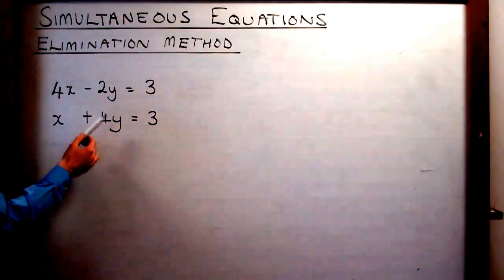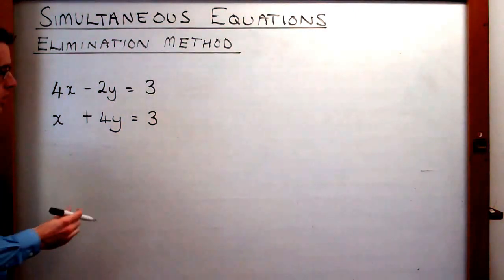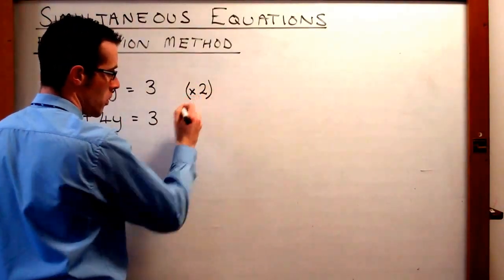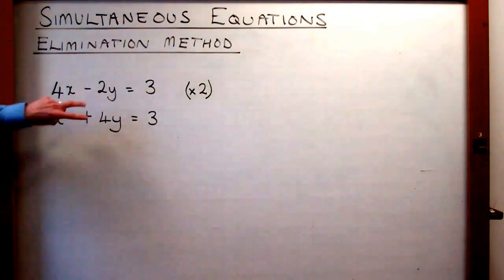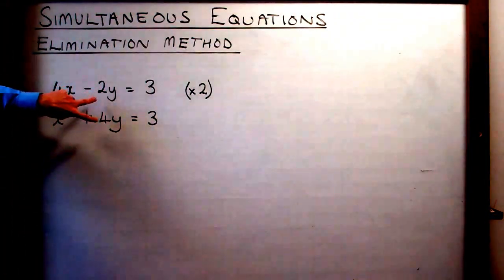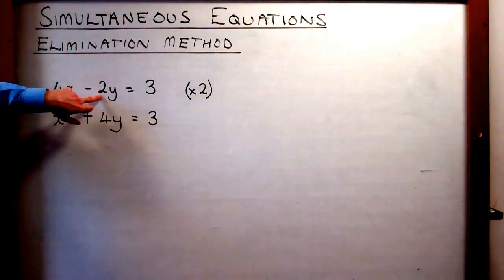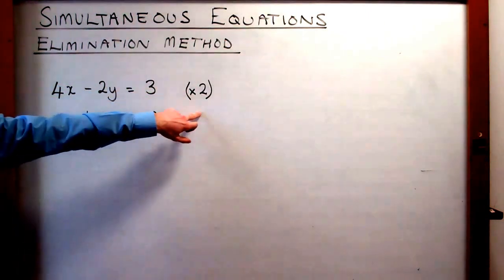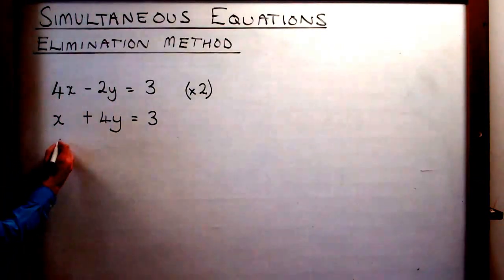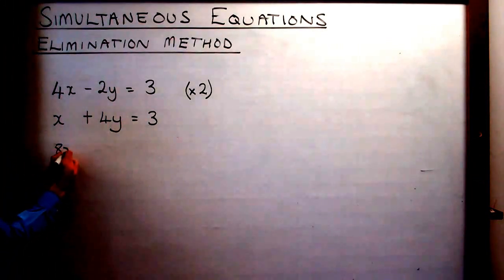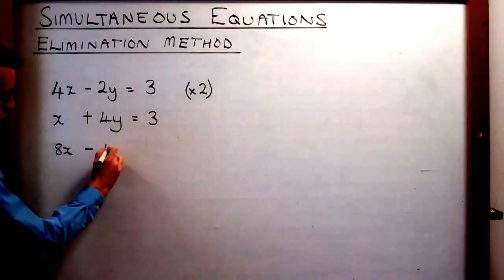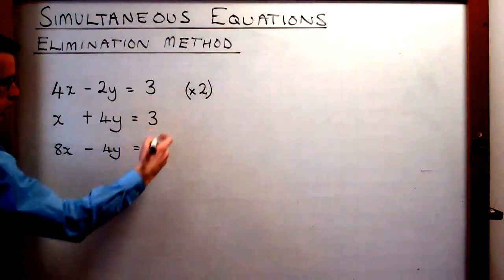Well, we've got 2. How do we make 2 into 4? Well, we can multiply that by 2. So we always get a number we're going to multiply by so that we can make the coefficients of the middle term the same. Okay? So we've got 2 there, we want to make it into 4, so we multiply by 2. So we write down our new equation underneath. Our new equation is going to be 4x multiplied by 2 gives us 8x, and negative 2y multiplied by 2 is negative 4y, and then 3 multiplied by 2 is 6.